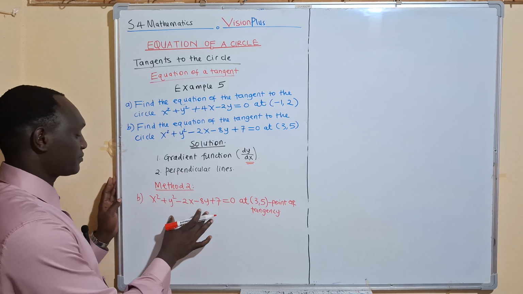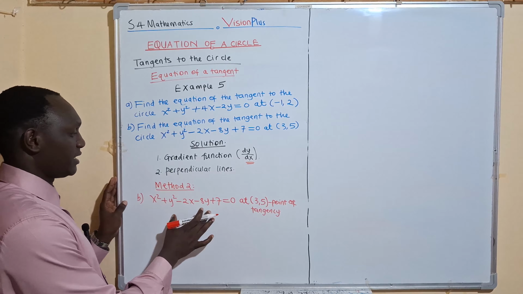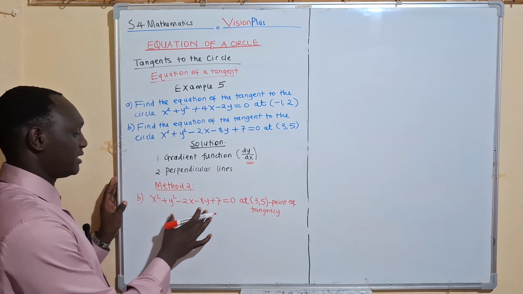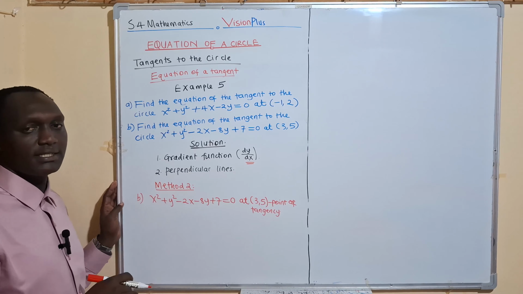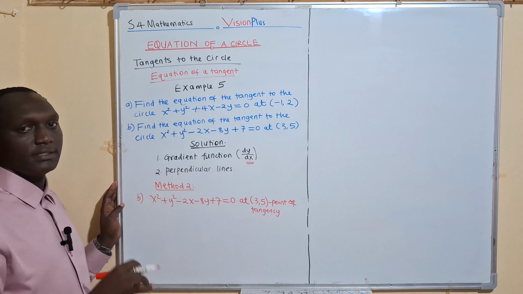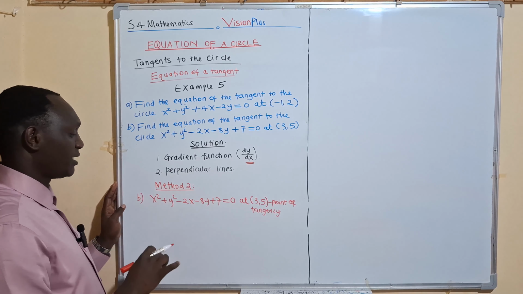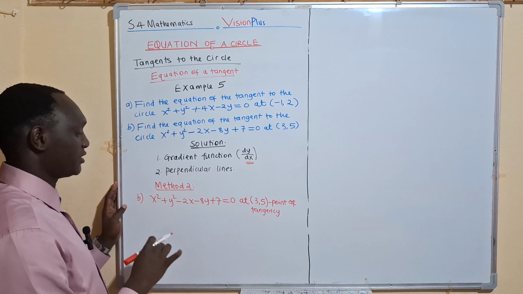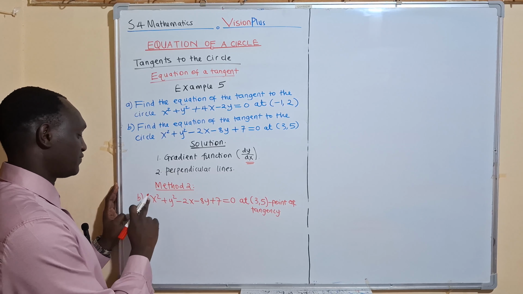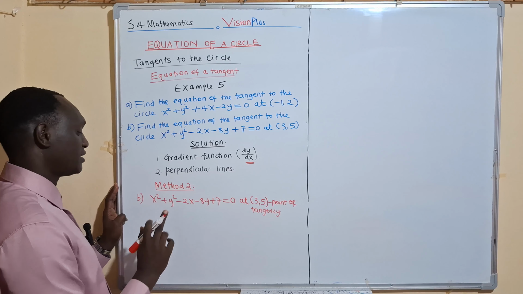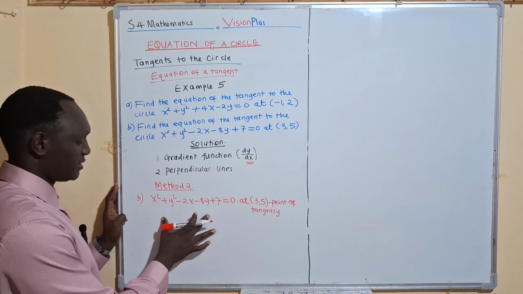So from here, if we are using the method of perpendicular lines, it means we need the gradient of the radius. And for us to get the gradient of the radius, we must know the coordinates of the center. If you are going to find the coordinates of the center or even the radius, the coefficients of x squared and y squared must be 1, which is okay in this case.